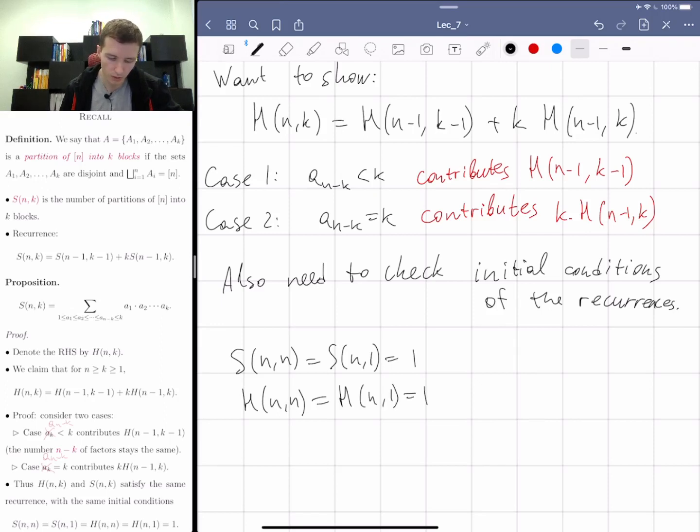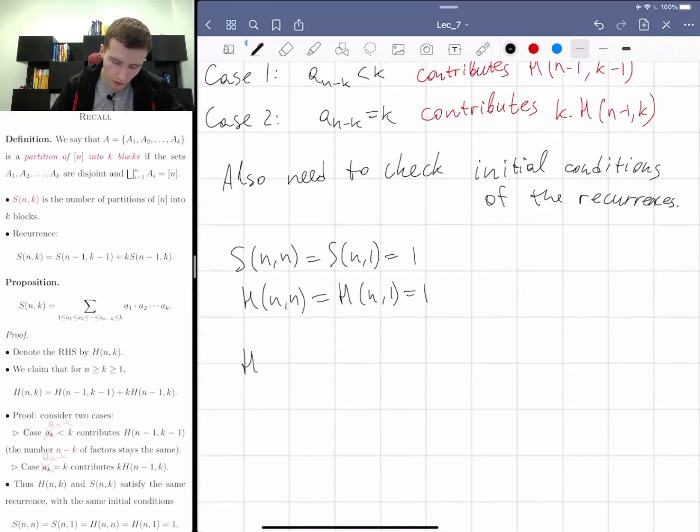So how do you do that? Well, what is h of n comma n? It's the sum over sequences of length n minus k, which in this case is 0. Well, it's not 0, but it's the empty sequence.